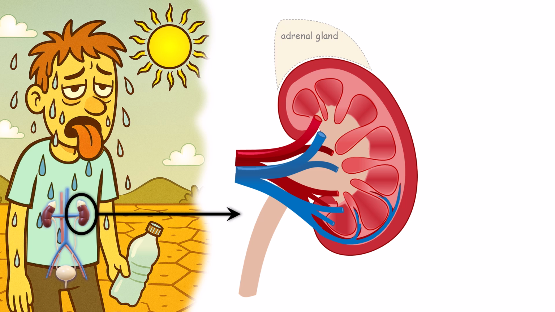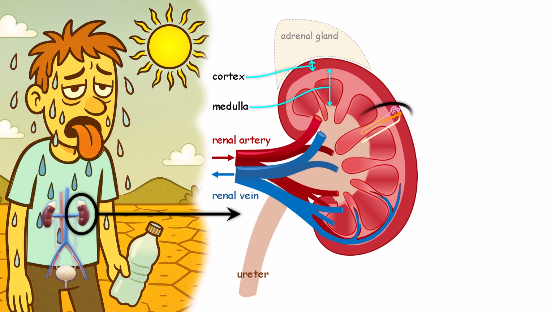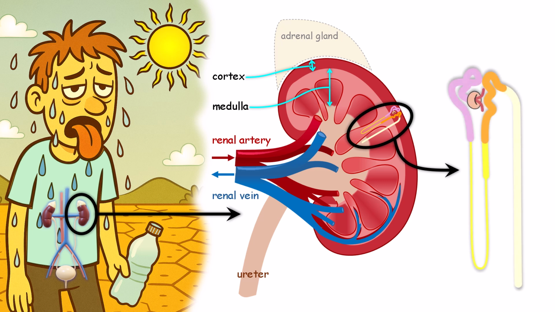Let's break it down. Blood is delivered to the kidney by the renal artery and leaves by the renal vein. While in the kidney, blood is filtered and concentrated, with the filtrate leaving the kidney via the ureter as urine. Most of the action takes place in the cortex and medulla of the kidney, where the functional units responsible for filtering are located. These units are called nephrons, and each human kidney contains approximately 1 million nephrons.